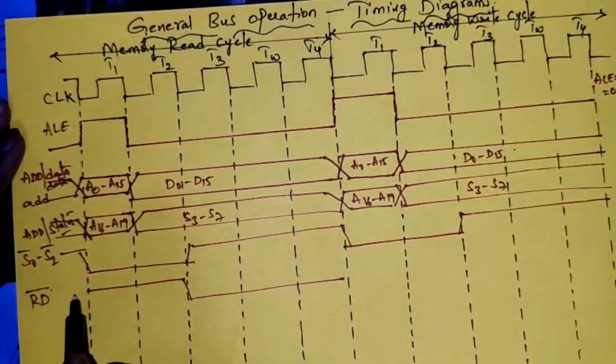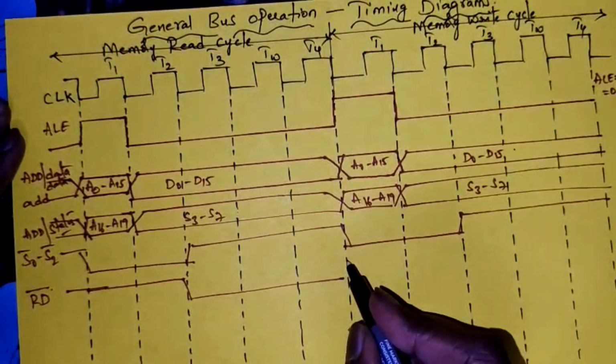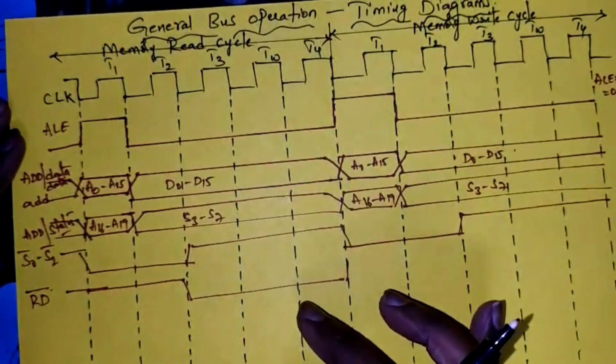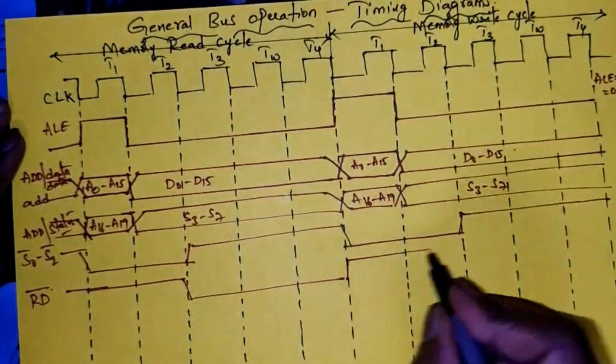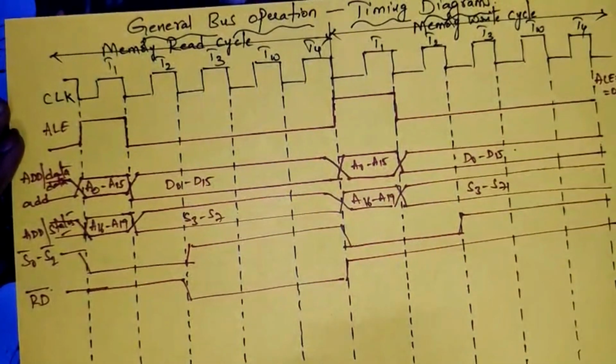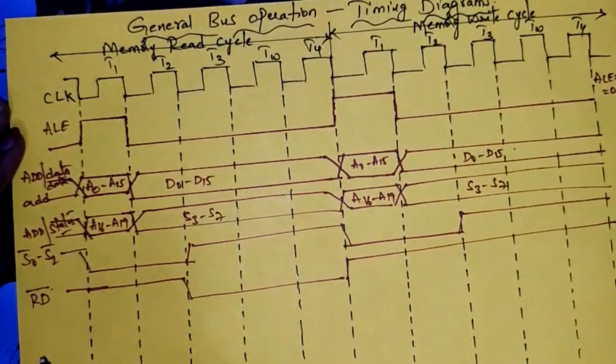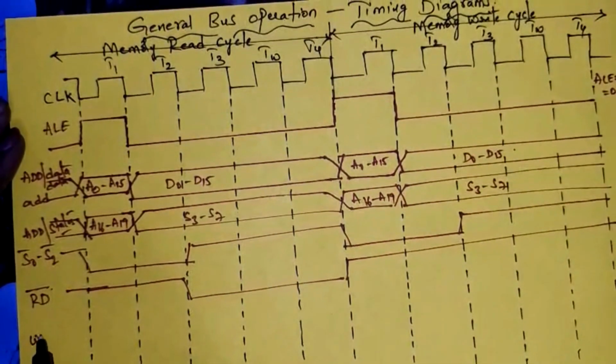For the write cycle it is inactive, only for the read operation. For the read cycle it must be low, for the write cycle it must be high. Okay, this is the read bar. Read bar means during T3 and T4 it must be low. Next we will draw the write bar.